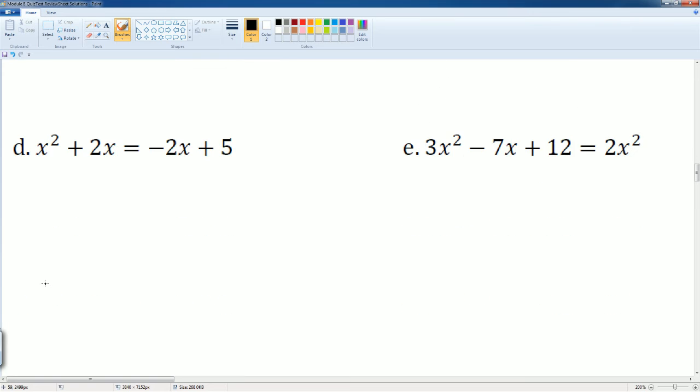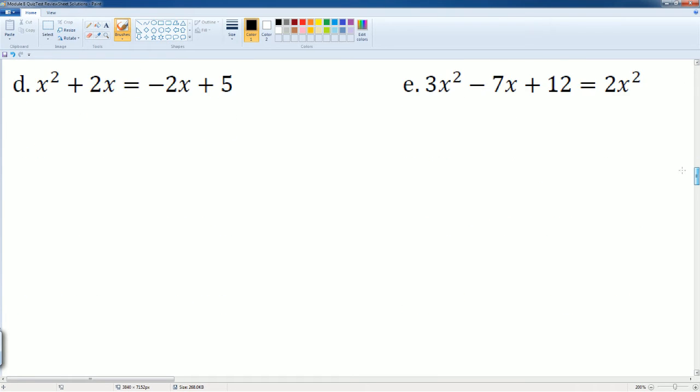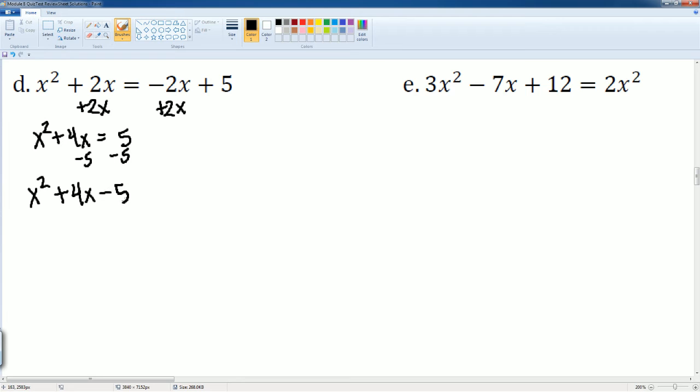D now. So here we have to get into standard form, so I'm going to add 2x to both sides. I get x squared plus 4x is equal to 5. Subtract 5 from both sides. You get x squared plus 4x minus 5 equals 0. So here, A equals 1, B equals 4, and C equals negative 5.